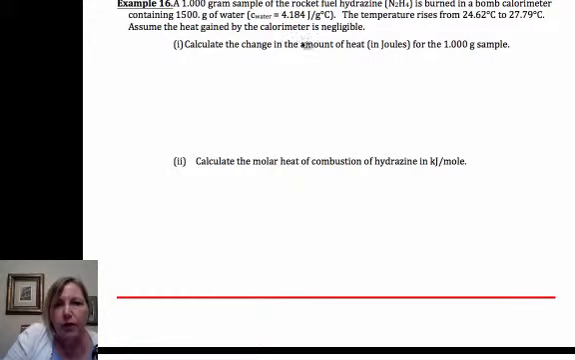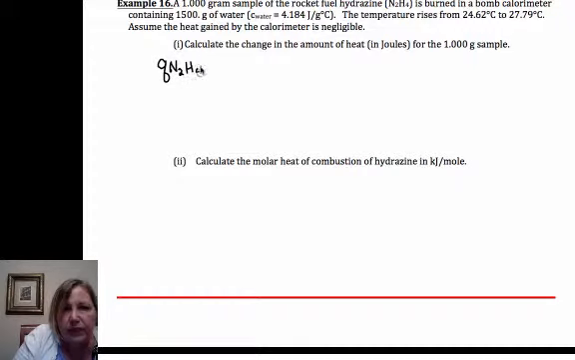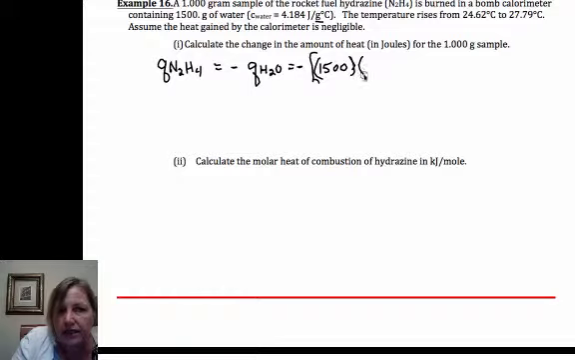Okay, so we've got a 1 gram sample of hydrazine, and so we want to know the change in heat. So Q for my combustion of my hydrazine is going to be equal in magnitude but opposite in sign, Q for my water. So that's going to be the opposite in sign. Now my mass of water is 1,500 grams. Make sure that's in grams to match your heat capacity. Times 4.184 joules. That's going to give me my answer in joules.